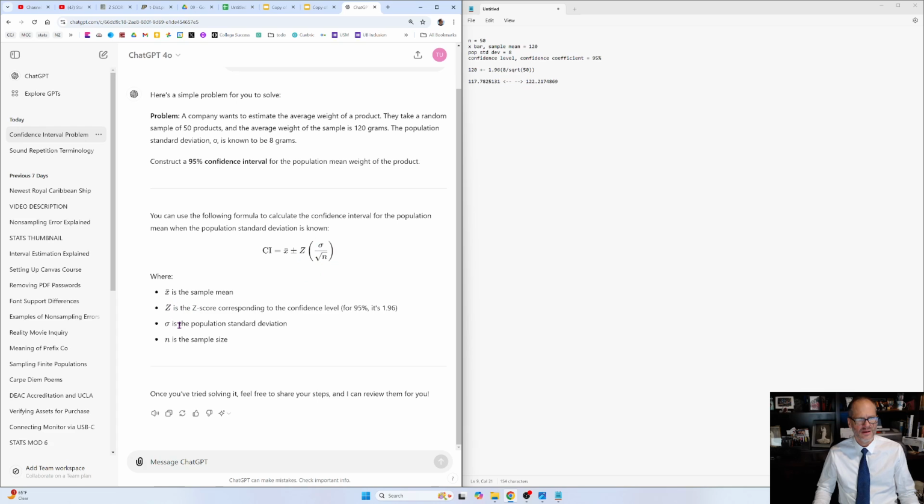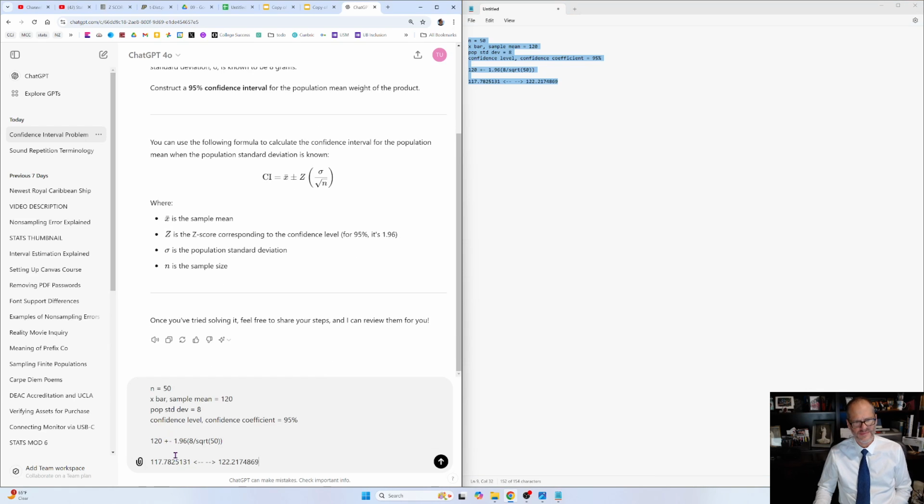Here the z-score corresponding to the confidence interval for 95% is 1.96. They really do the work here for you. And sigma is the population standard deviation and n is the sample size. It says, once you try solving it, feel free to share your steps and it can review them for you. So we'll copy all this and paste it in there and see what ChatGPT does with that.